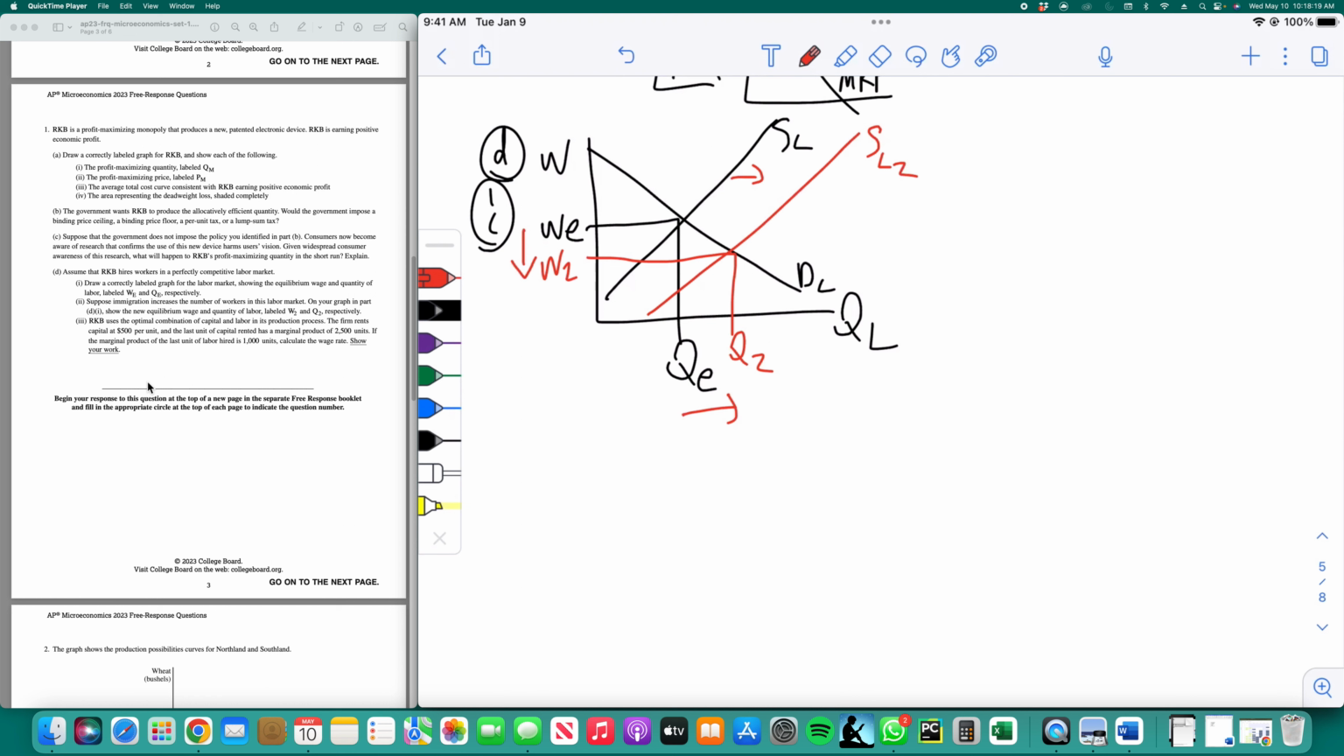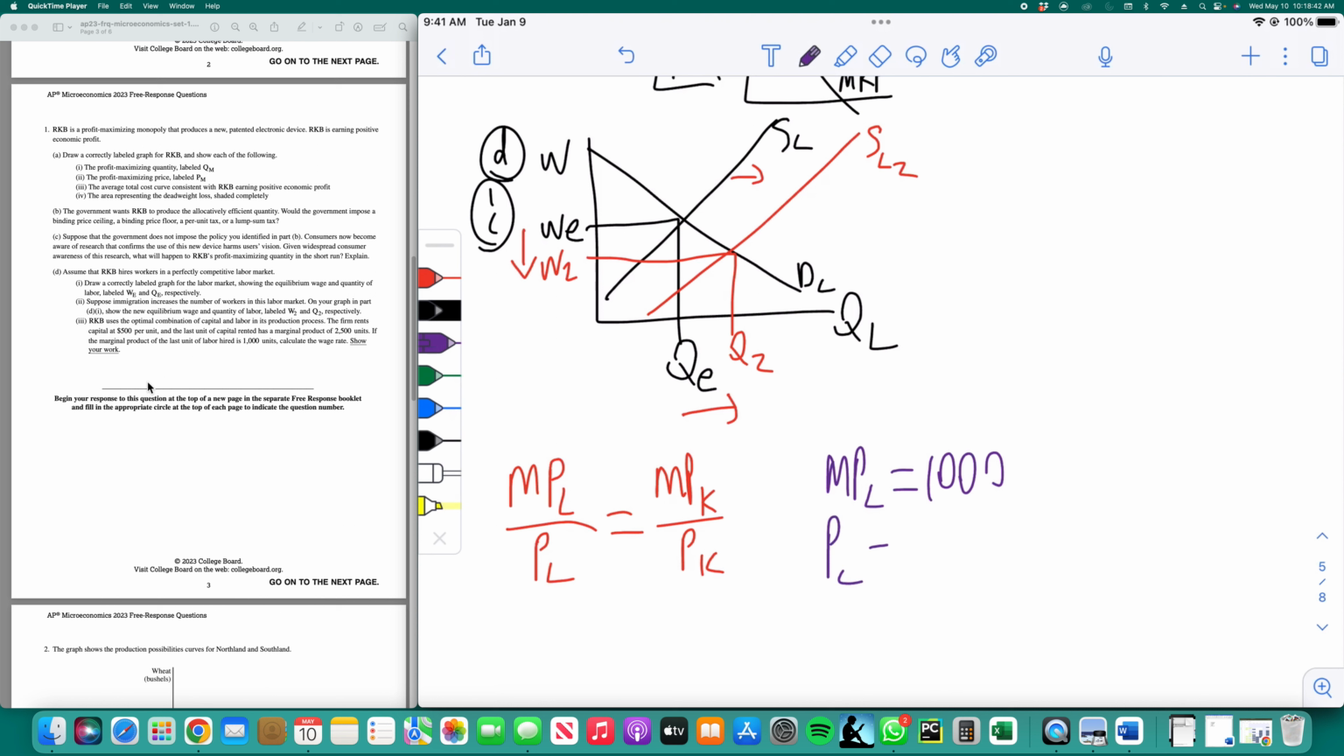So here's the deal. They said they are using the optimal combination. So that means they are doing MPL over price of labor equals MPK over price of K. Now, what is the marginal product of labor? Well, they gave it to you. That is 1,000. The price of labor, that's the question. Calculate the wage rate. We don't know that. Do we know the marginal product of capital? Yes, it's 2,500. And finally, the price of capital is 500 because that is what you are renting the capital for.